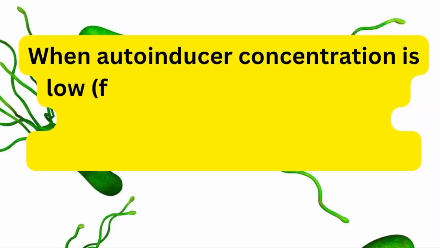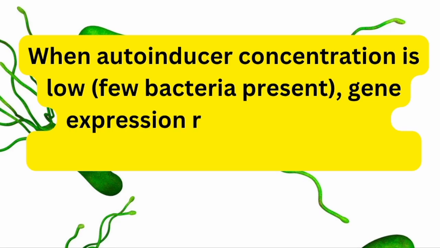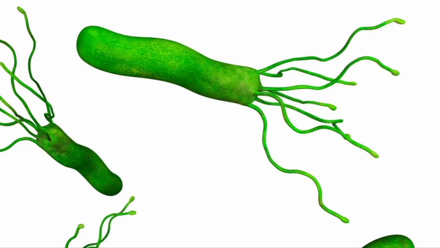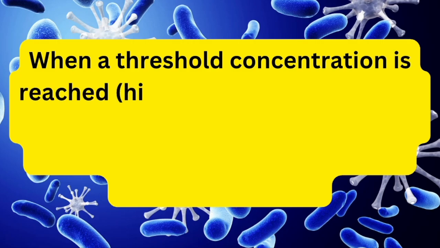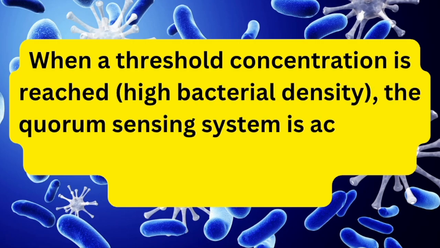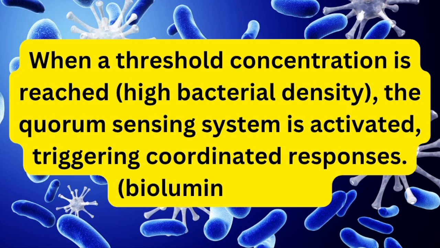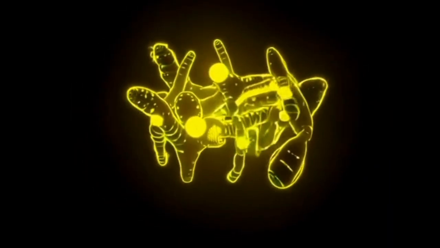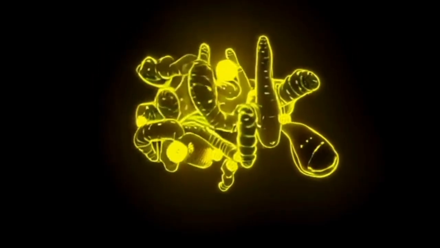When autoinducer concentration is low, gene expression remains inactive, so there would be no bioluminescence. Here we have low density and no bioluminescence. When the threshold concentration is reached, at a high bacterial density, quorum sensing is activated, triggering a coordinated response. So here we have high density and you see bioluminescence.